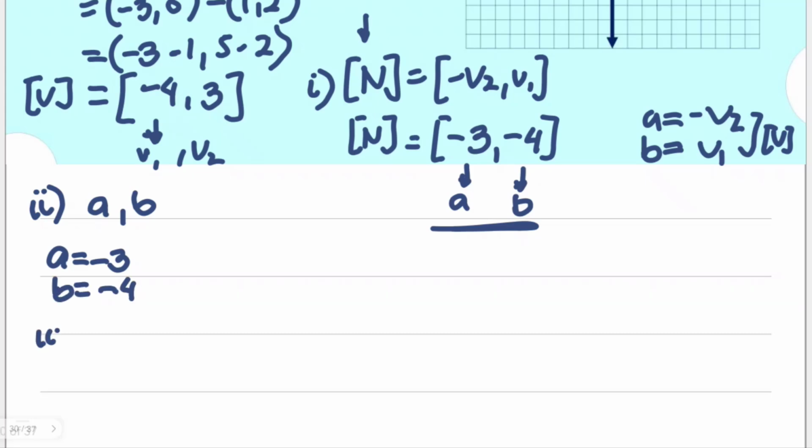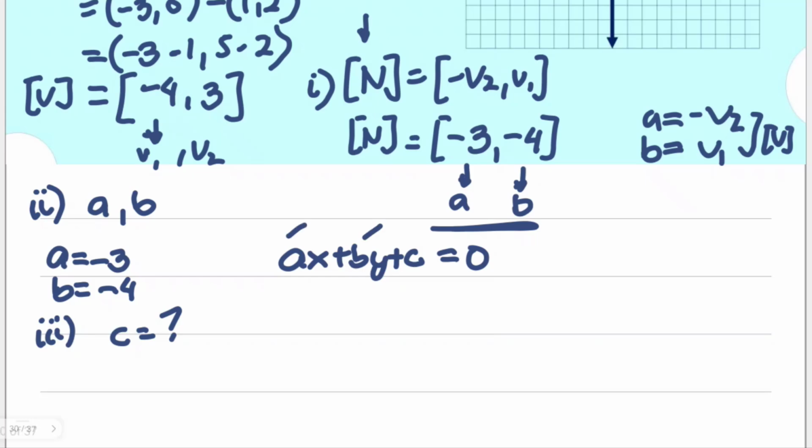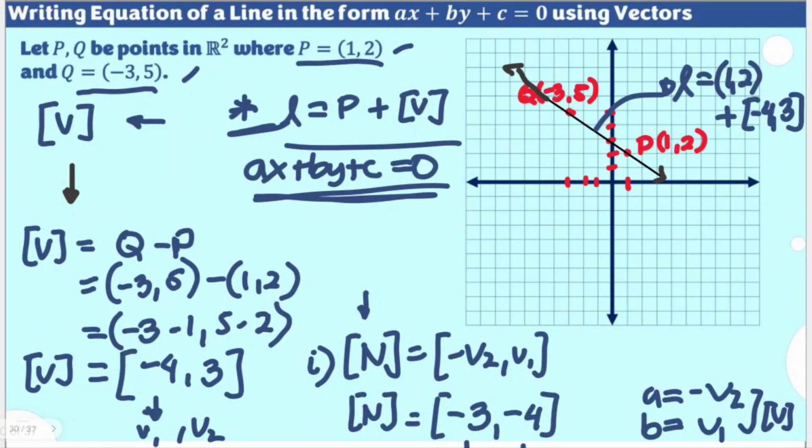Our third step now will be using this to determine the C coefficient. Take note that our goal is Ax + By + C = 0. We already know what A and B are, but we don't know what C is in the meantime. So we'll be using these A and B coefficients together with one point, either point P or Q, to identify C. Whichever we use, the value of C is the same because points P and Q are on the same line. Let me use point P because it's easier for me to use 1 and 2 instead of Q, which is negative 3 and 5.